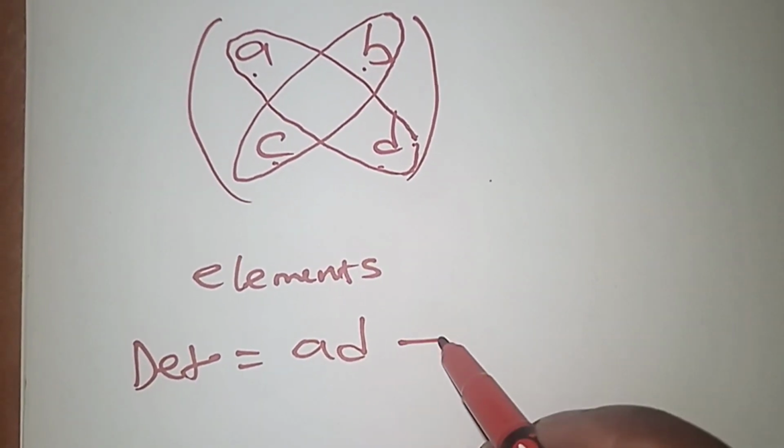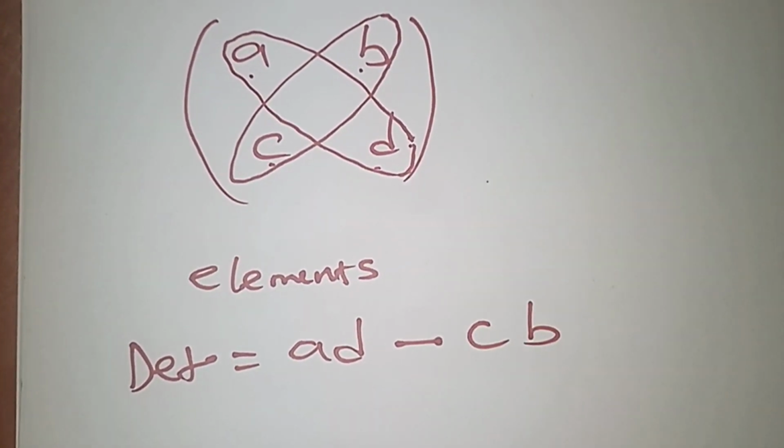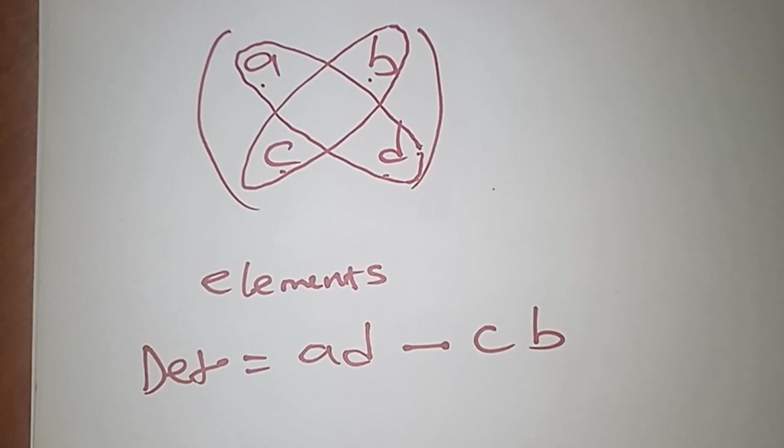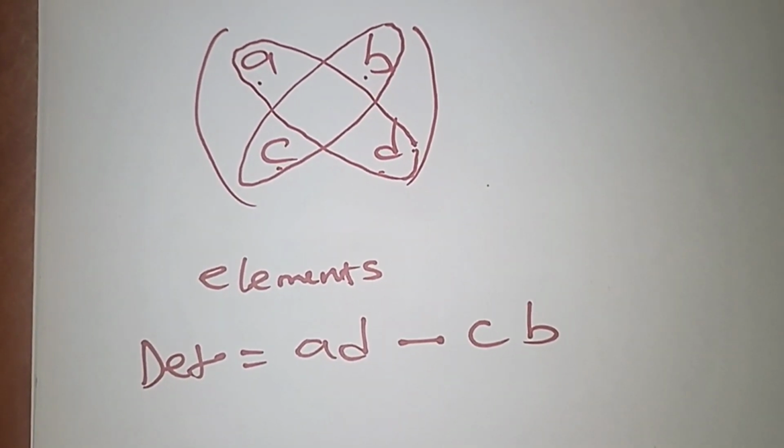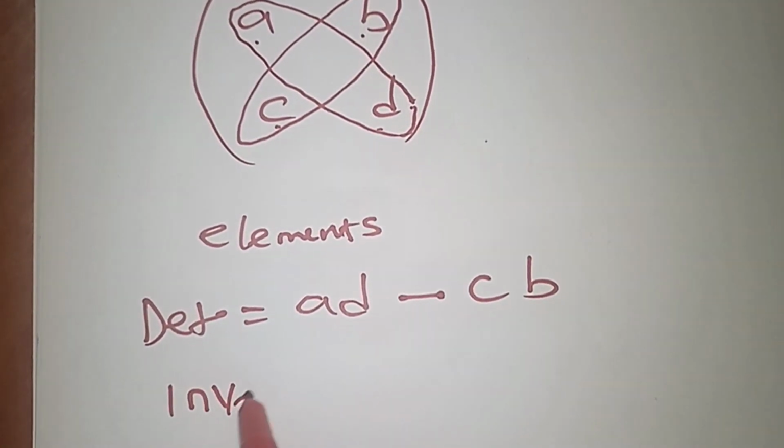So how do we get the determinant? Determinant is A, D, elements in the leading diagonal, we subtract the elements in the other diagonal. That gives us the determinant.